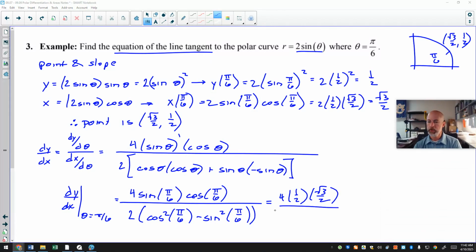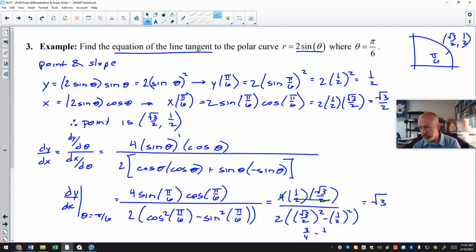My denominator: cosine of pi over 6 is root 3 over 2, and we will square that, minus the sine of pi over 6, which is 1/2, and we will square that. And this cleans up, if I'm not mistaken, to just root 3, so the 4 and the 2 times 2 will divide out, so we have root 3. And in the denominator, that's 3/4 minus 1/4. That's 1/2 times 2 is 1. So the slope does end up being a nice clean root 3.